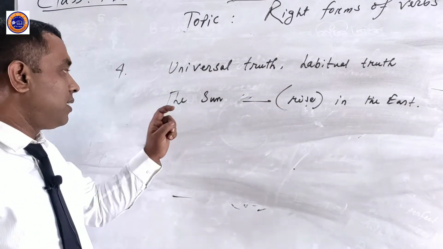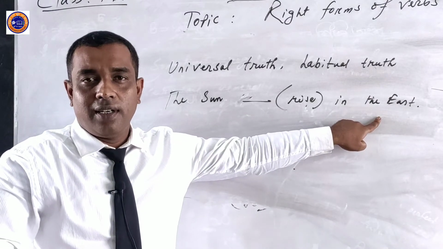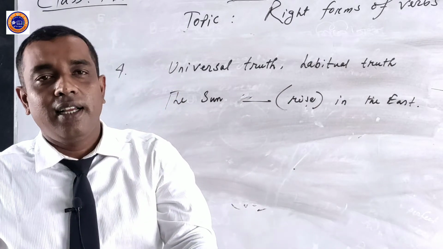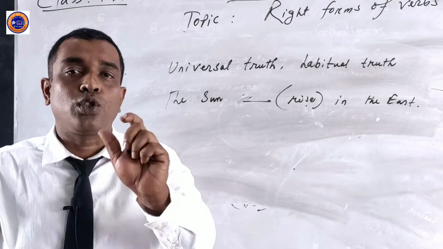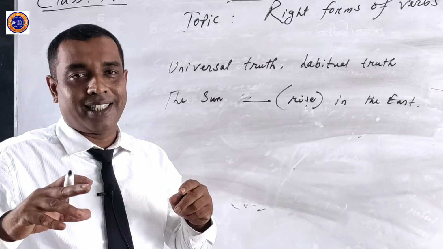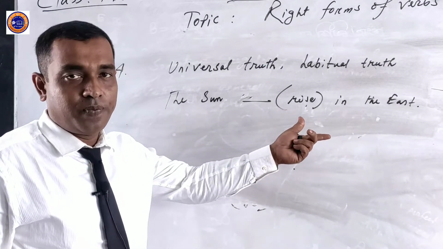The sentence is "The sun rise in the east." Dear students, you have understood that this sentence is a universal sentence. It is expressing a universal truth, that is, it is explaining the universal truth. The sun rise in the east.